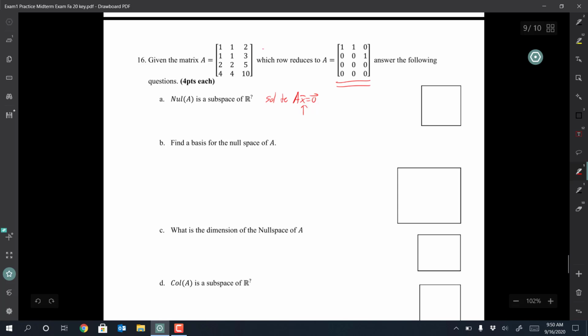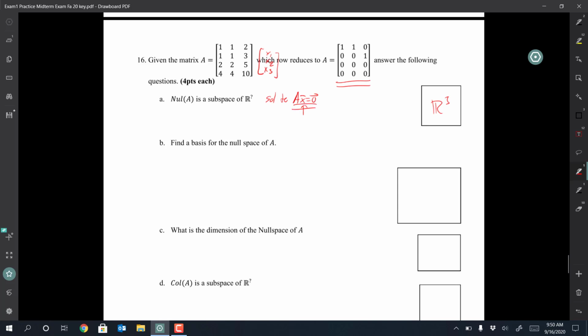Here, if I were to take A and just multiply by vectors, the x's would have to live in R3. So the null space will be a subspace of R3. The null space is a subset of the domain, a subspace of the domain. Next, we want to find a basis for the null space. Well, to find a basis, I just solve Ax equals 0.